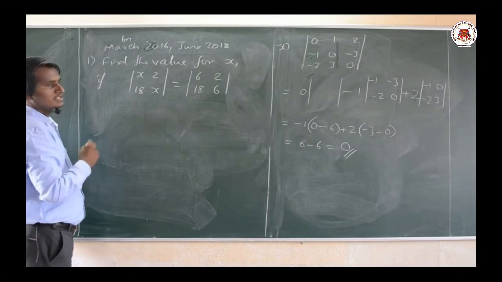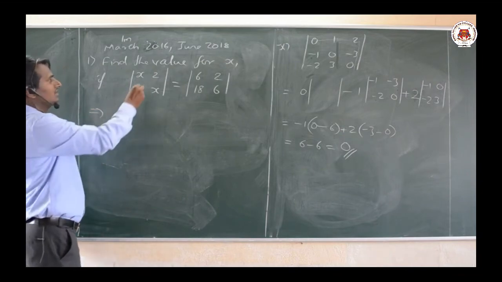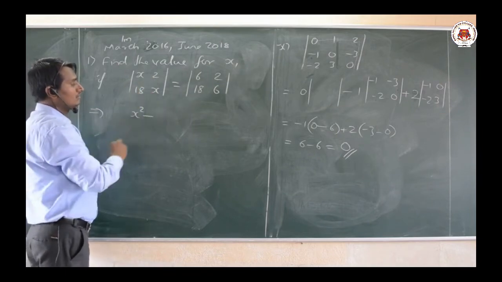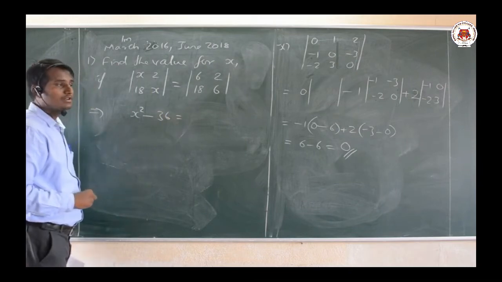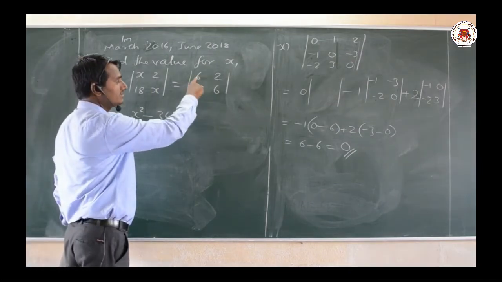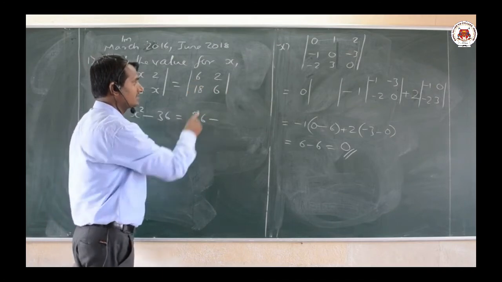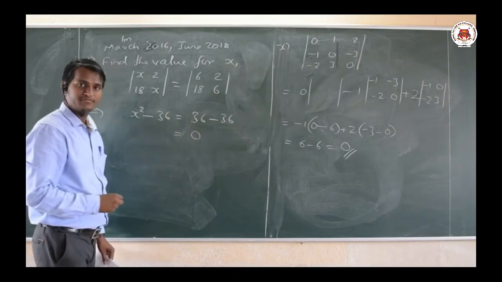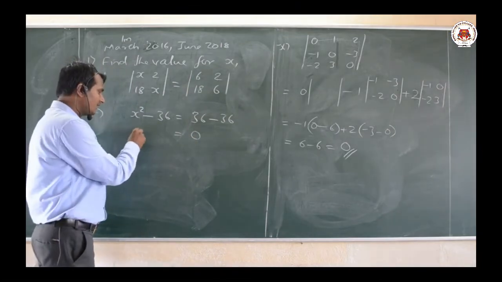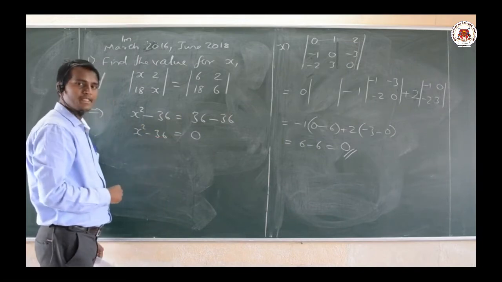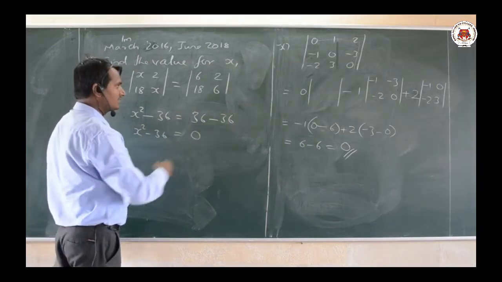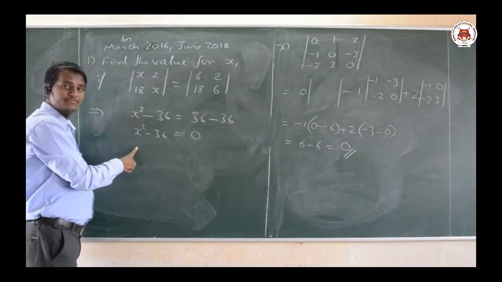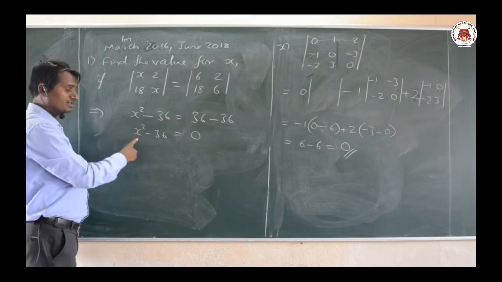Let us evaluate it directly on both sides. Here x into x is x square, minus 18 into 2, that is 36, which is equal to, on the RHS side, 6 into 6, that is 36, minus 18 2s are 36. Here the value we get is 0, 36 minus 36 is 0, and here we have x square minus 36. Now we can take this 36 to the RHS, since what we require is the value of x. It is a quadratic equation, we can find the value easily.